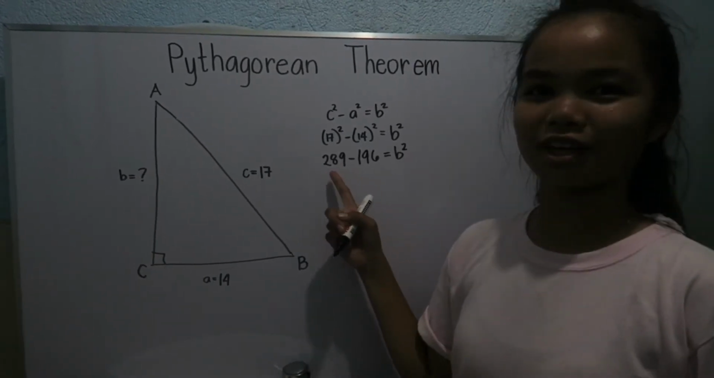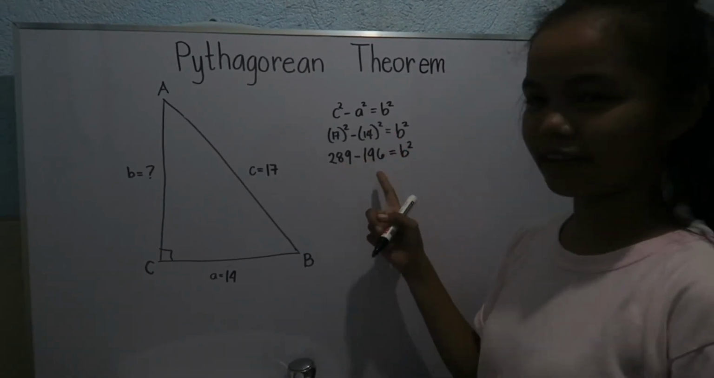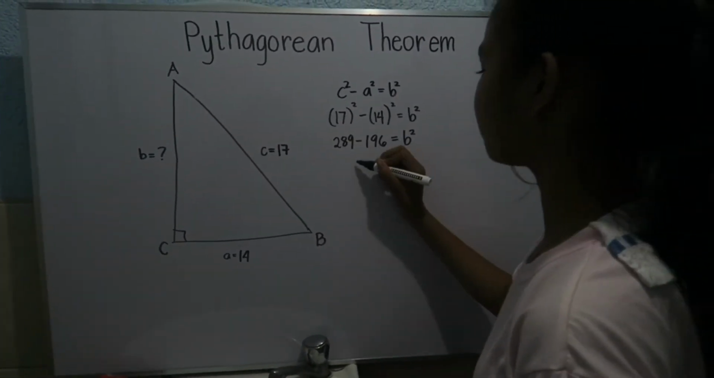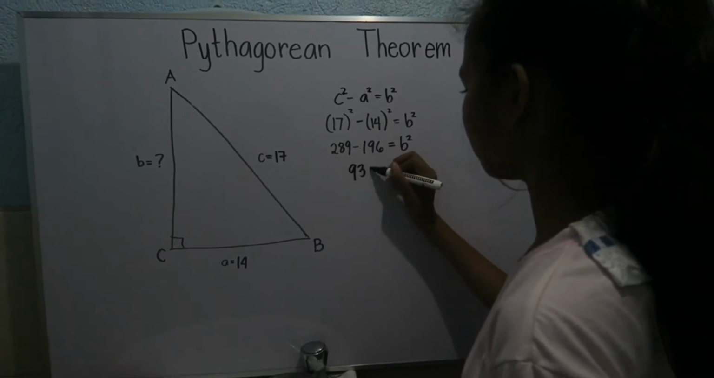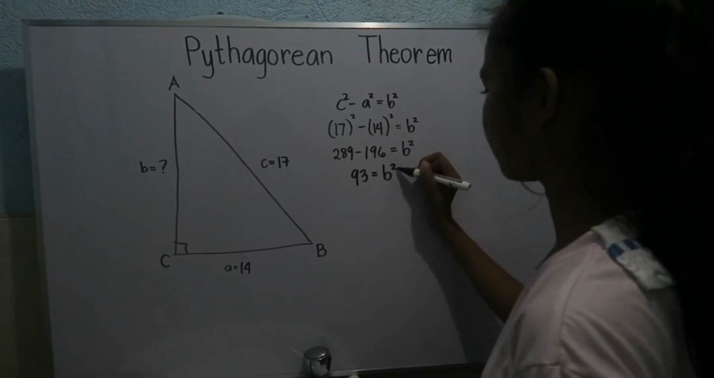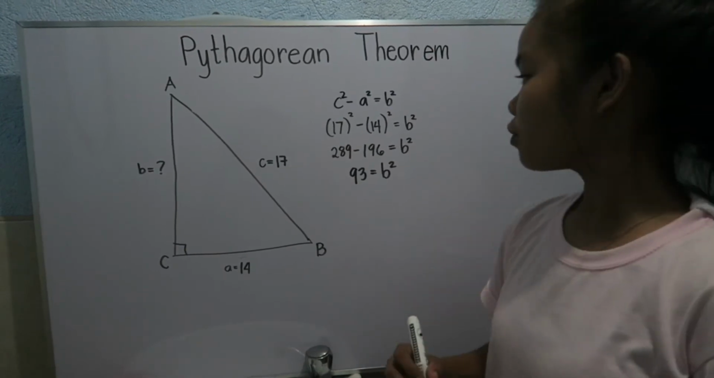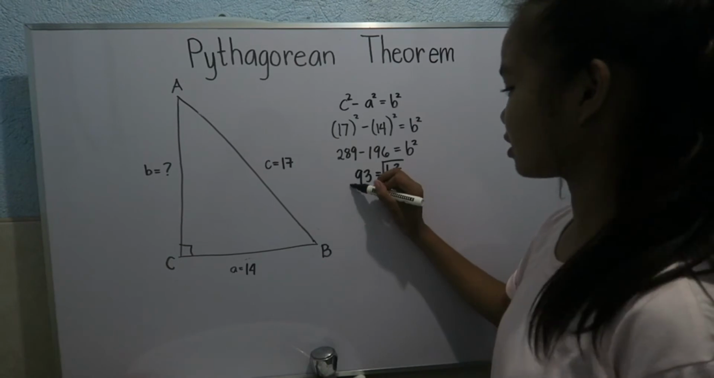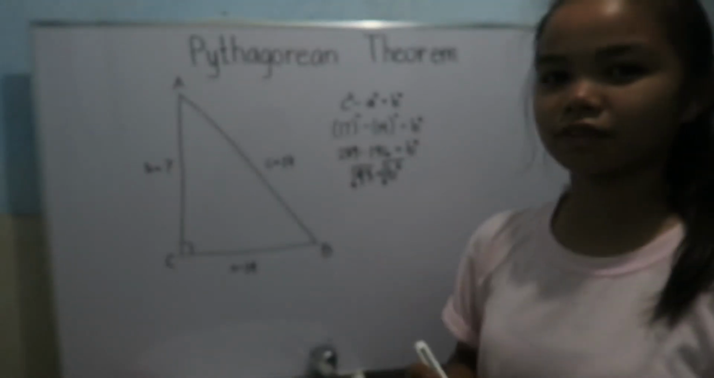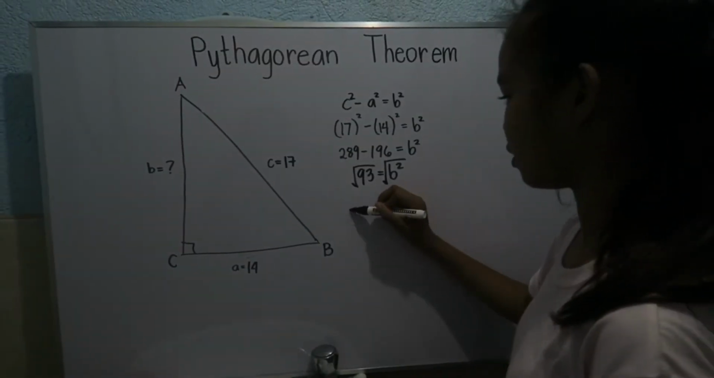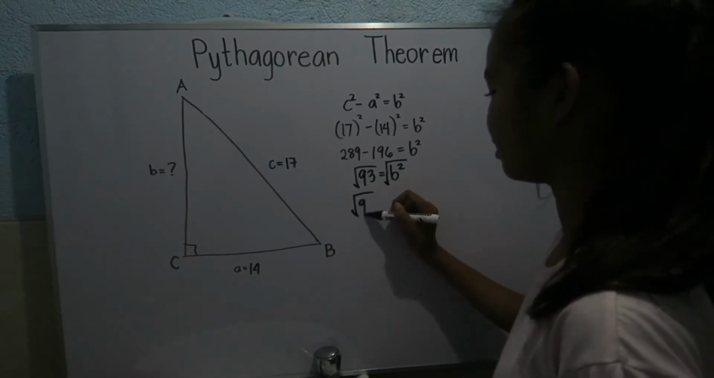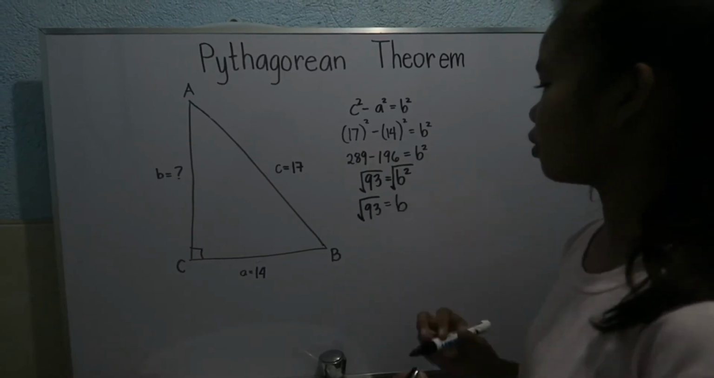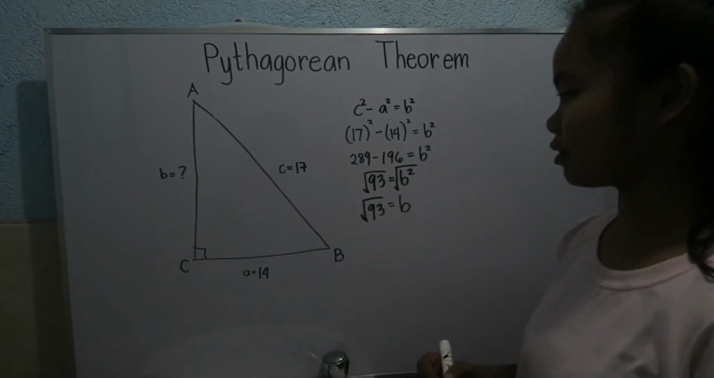You simply subtract the length of c and a. 289 minus 196 is equal to 93. It is equal to b squared. Since b is being squared, we must put square root on both sides. The square root of 93 is still square root of 93, and square root of b squared is b. So, the value of b is square root of 93.